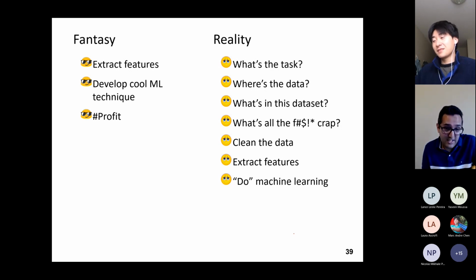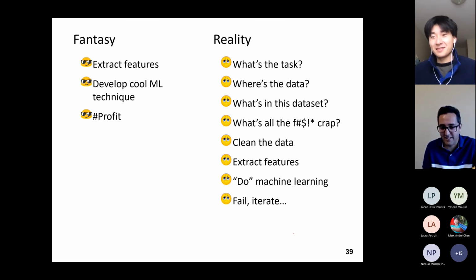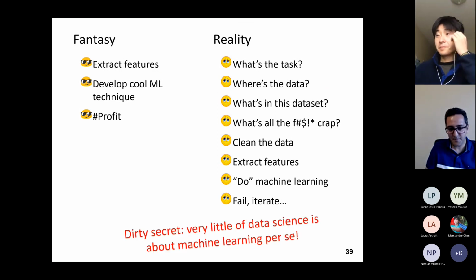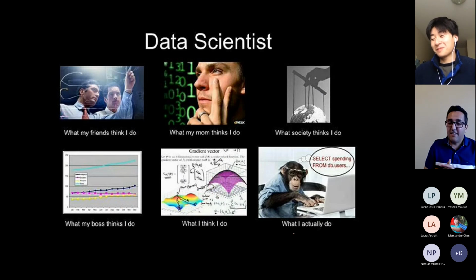And then you do machine learning. As I said, just train, test, instead of developing cool machine learning techniques. Then we fail after all of these things, and then we have to iterate. So very little of data science is about machine learning per se. It's all about cleaning the data and dealing with all of these problems. And projects will be released soon, and you will do all of these things on your own. Let's have another meme. Why not? So, about what people think about data scientists.